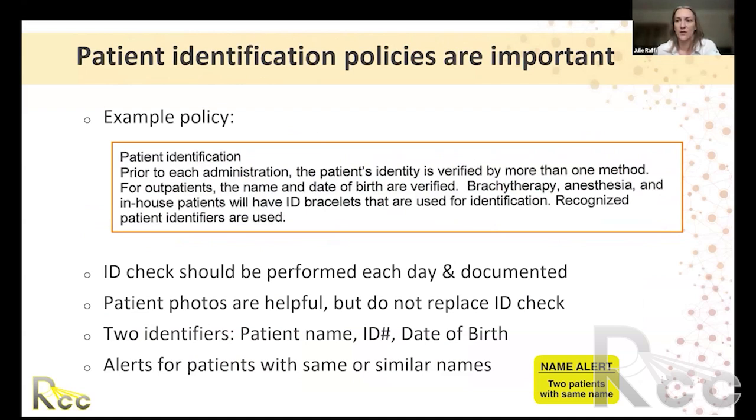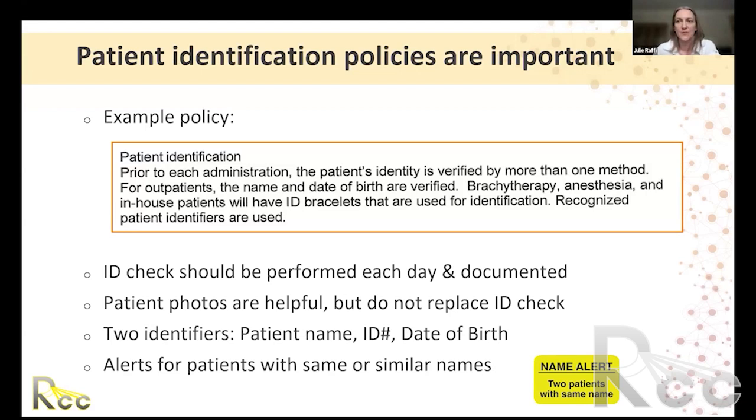So this is an example of a policy, a pretty basic policy here. So prior to each administration of radiation treatment, the patient's identity is verified by more than one method. So for outpatients, patients who are just coming for treatment and leaving again, we verify their name and date of birth. And for patients who are staying in the hospital, in-house patients, they have ID bracelets that we can use for identification. And so their bracelet would stay on them while they're in the hospital and have their name, date of birth, and medical record number.